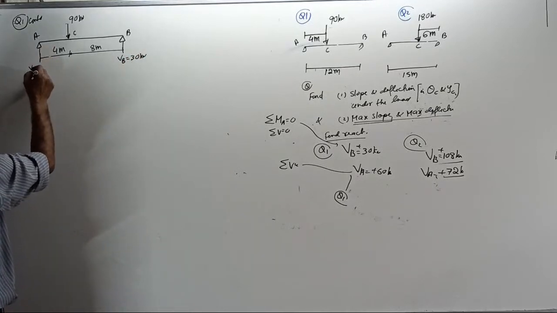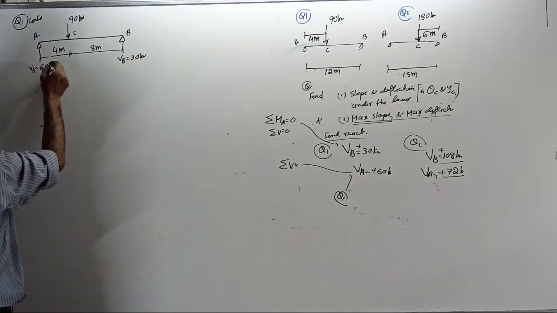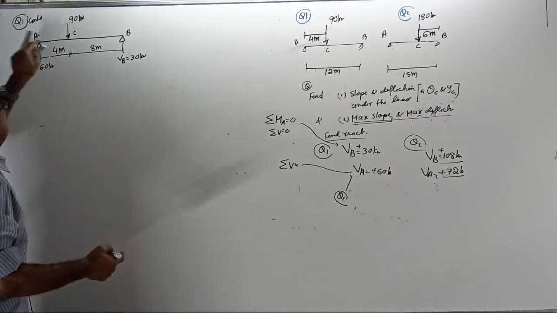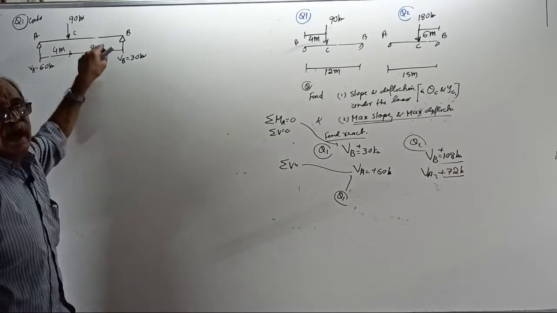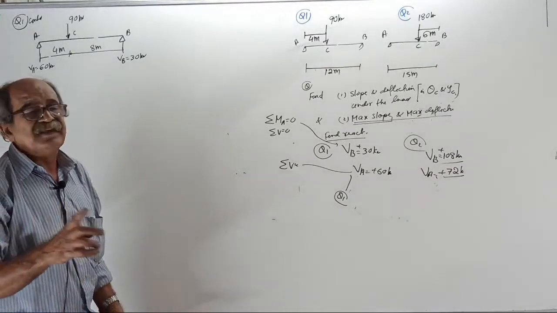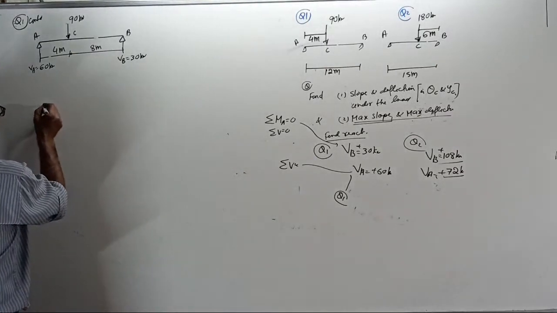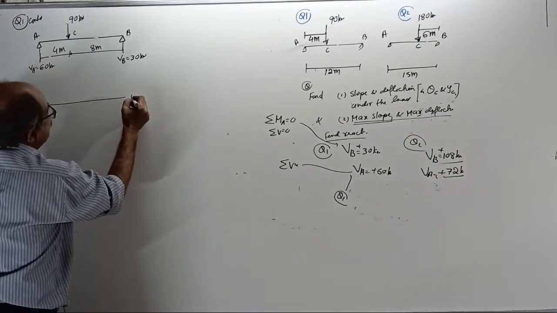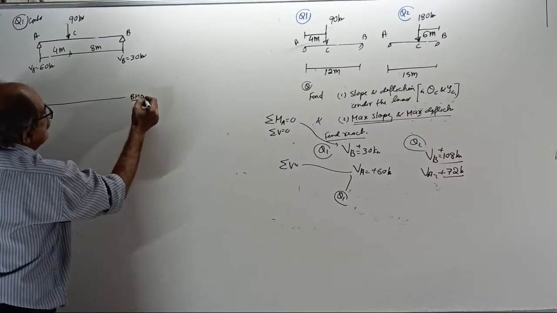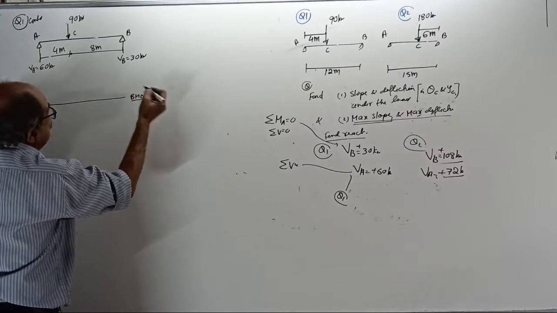Reaction VA equal to 60 kilonewton. When I start the question tomorrow, these all will come once again. Same diagram you are using, I will draw before the class. Okay, now draw the bending moment diagram. This is the bending moment diagram, kilonewton meter value, sagging positive.